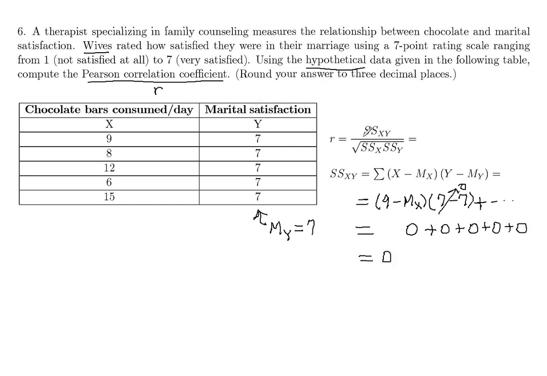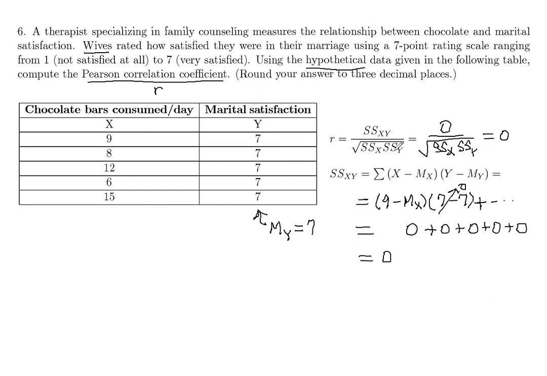So that means that the top of this fraction is going to be equal to 0. So this is going to be 0 divided by the square root of sum squares x, sum squares y. And 0 divided by anything is 0. So we actually didn't need to do a lot of formal calculating here.